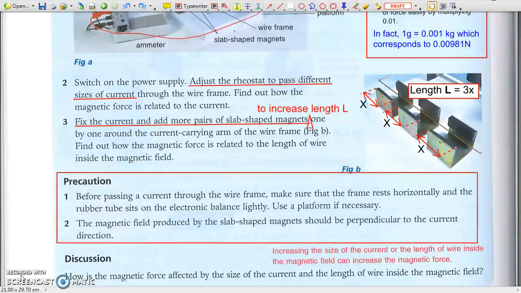By the way, when doing this experiment, we have to make sure the frame rests horizontally and lightly on the electronic balance. Secondly, the magnetic field produced by the slab-shaped magnets must be perpendicular to the current direction.